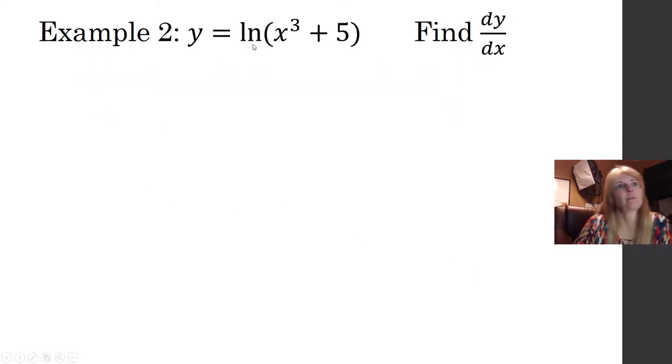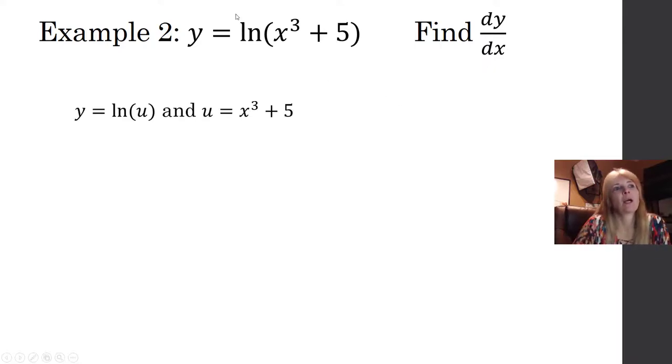So if I look here and I want to find the derivative, how do I know this is a composite function? Because I see a cubic inside, x cubed plus 5, and outside I see a logarithm. That is how automatically I know this is a composite function. It's a cubic inside a log. So I want to find the derivative. I'm going to call my inside function x cubed plus 5, my outside function ln of u.